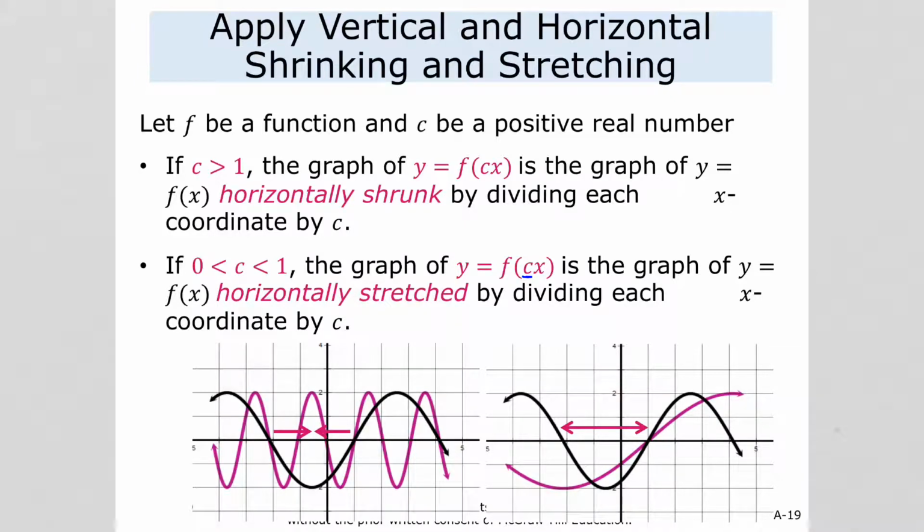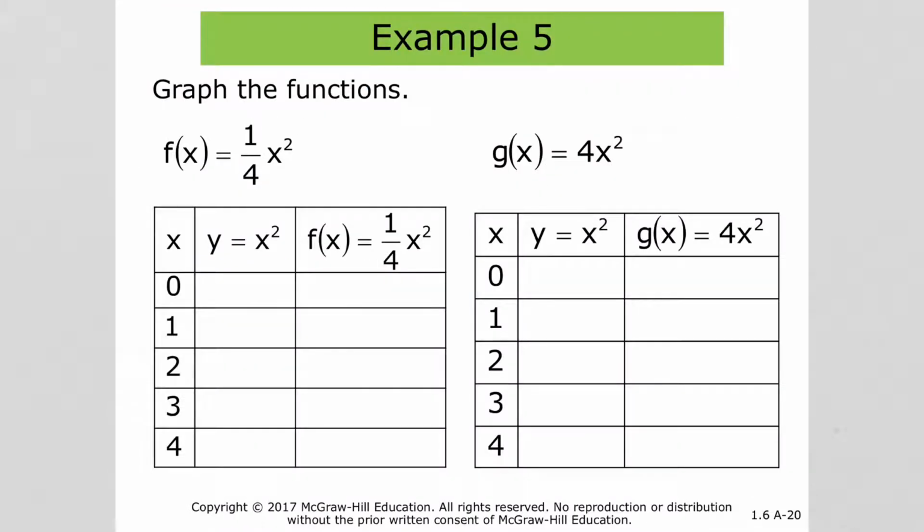So if the C is on the inside and that constant is greater than 1, then we're going to shrink, as in this picture. Or if the C is on the inside and it's a fraction between 0 and 1 or decimal between 0 and 1, then we're stretching. So you can see how this was essentially pulled out, just like you would pull out a slinky or something. Okay, so let's look at some examples.